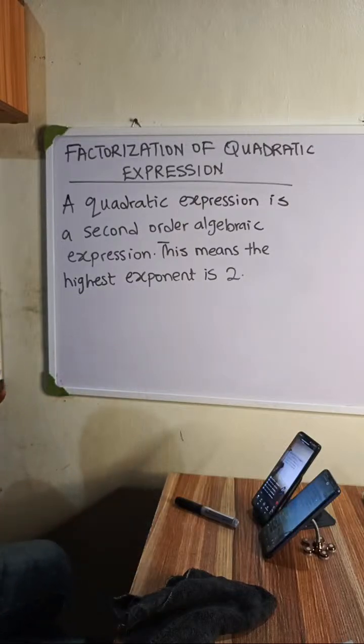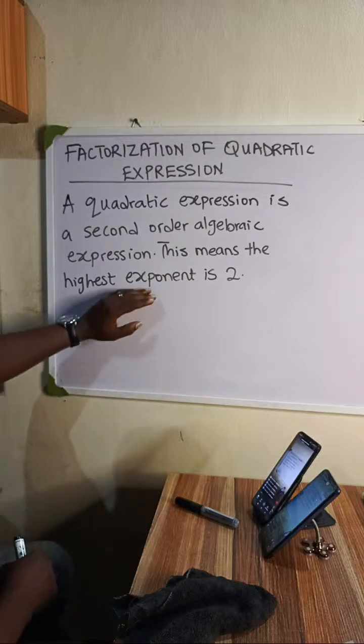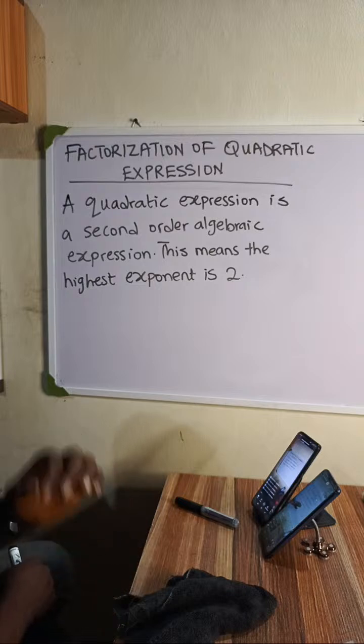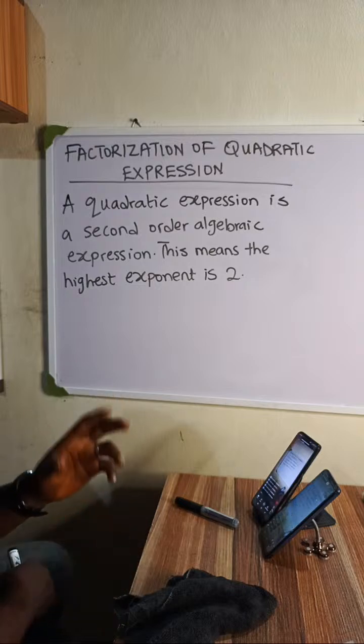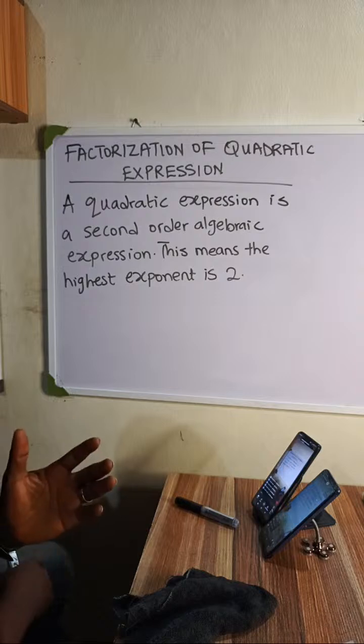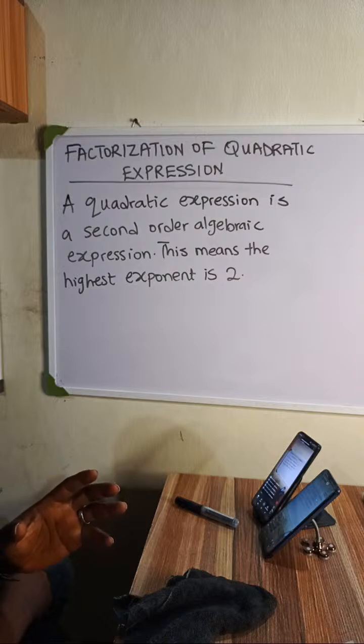So a quadratic expression is a second order algebraic expression. Second order here means the highest exponent is 2, or the highest power is 2. So if the power is more than 2, it is not a quadratic expression. If the power is less than 2, it is not a quadratic expression.